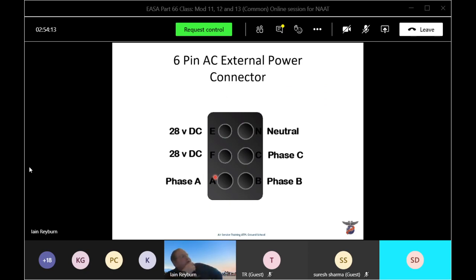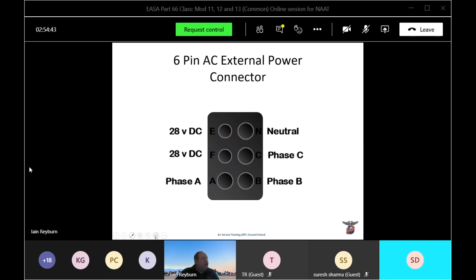And here's our 6-pin connector. A, B, and C, there's our 3 phases, and there's my neutral. No difference from a generator. A phase, B phase, C phase. E and F pins is 28 volts DC. That will go to some sort of hold-off relay or ground power relay. We don't need to know where.